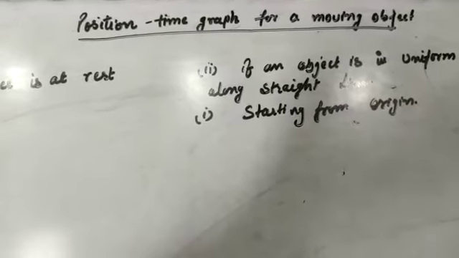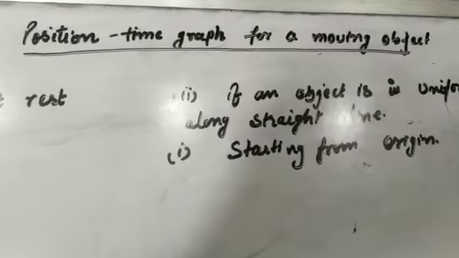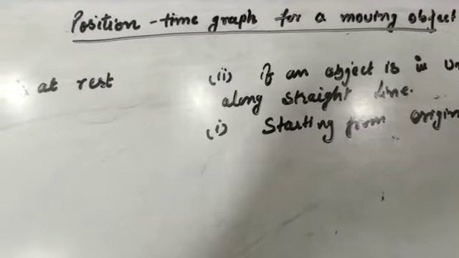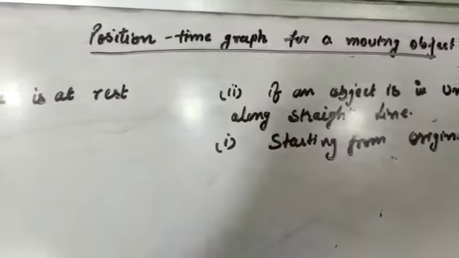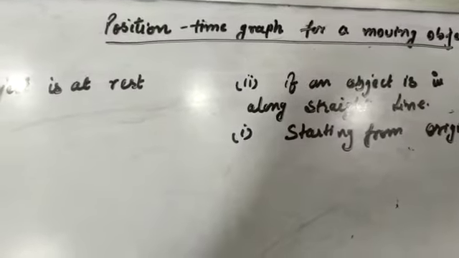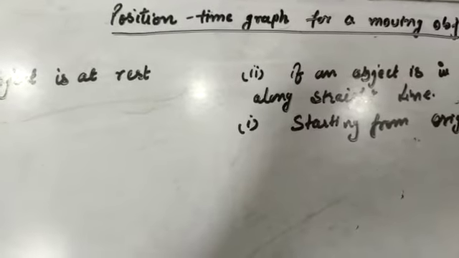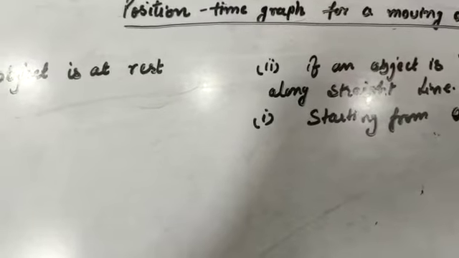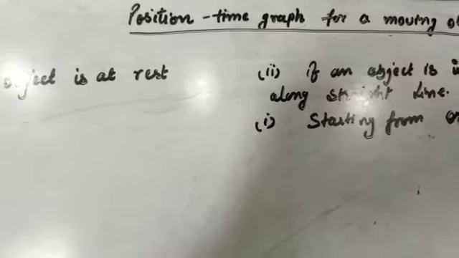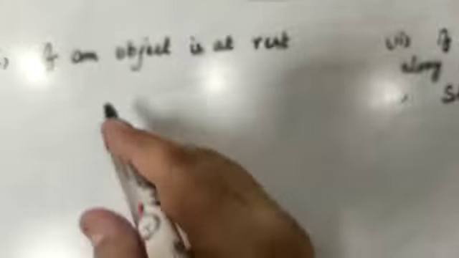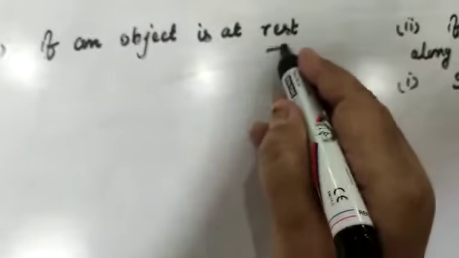This is one of the very important topics, which is the position-time graph for a moving object. In your exams, either a position-time graph or a velocity-time graph will always come, either one question or two questions can come for the graph type. Right, now the first case is if an object is at rest.